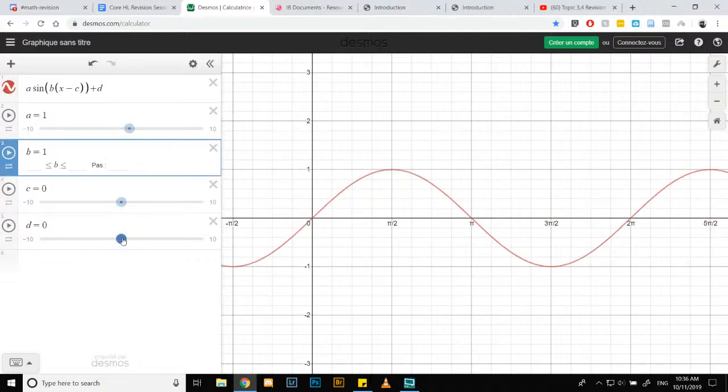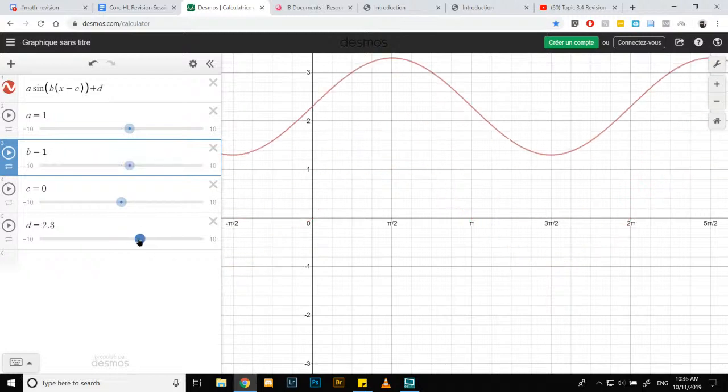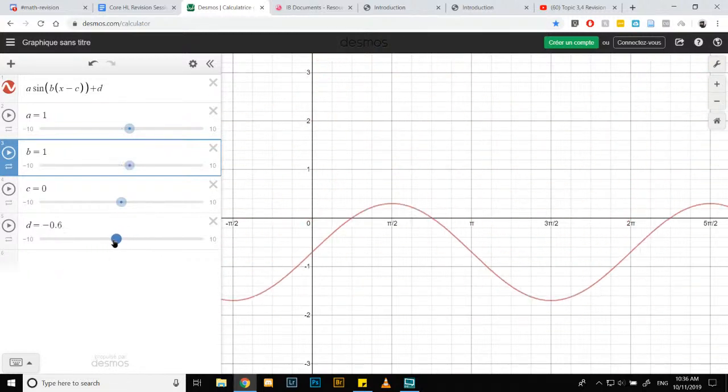The easier one, I guess, is moving it up and down. Just moving it up and down. That's super simple.